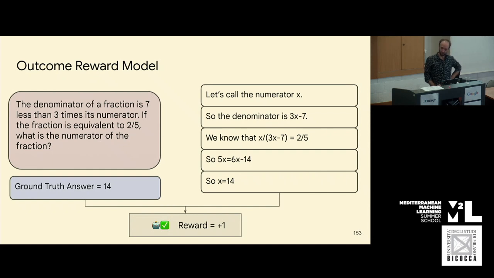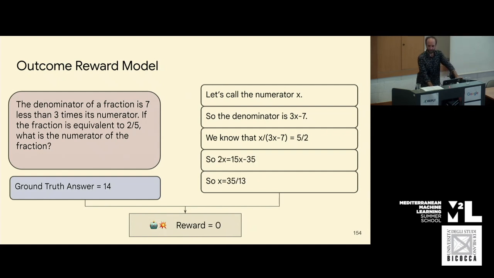And here is a good reasoning. Let's call the numerator x. I said the denominator is 7 less than 3 times the numerator, so the denominator is 3x minus 7. We know the fraction is equivalent to 2 over 5, so x divided by 3x minus 7 is 2 over 5. If I multiply by 5 on this side and 3x minus 7 on the other one, I get 5x is equal to 6x minus 14. I cancel 6 minus 5, 1x is equal to 14. Congratulations, your answer matches the ground truth answer. This is a good reasoning trace. This is what is called an outcome reward model. It only gives you a reward on the outcome of the sample of the LLM.